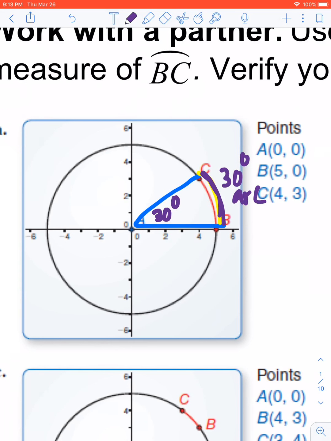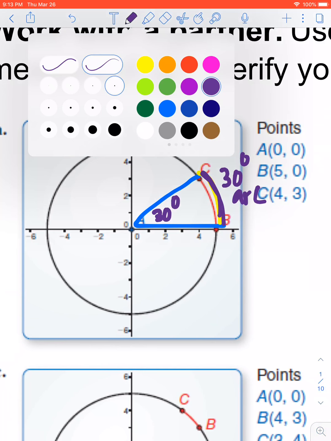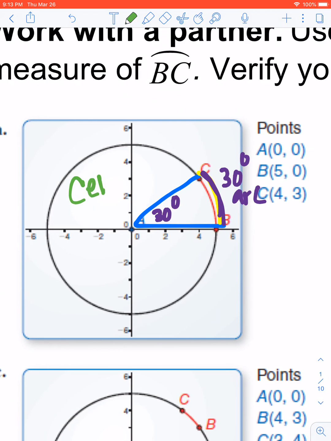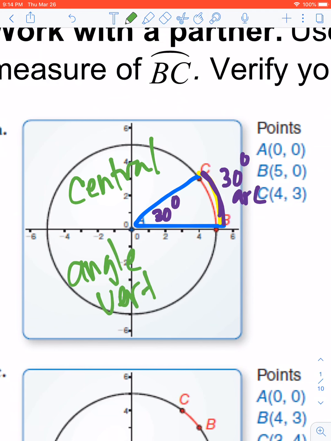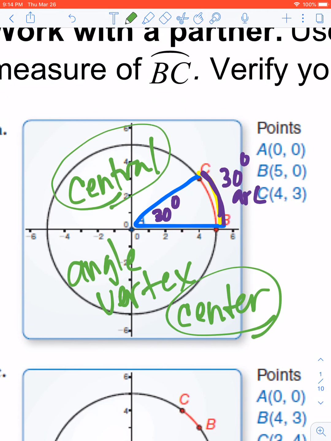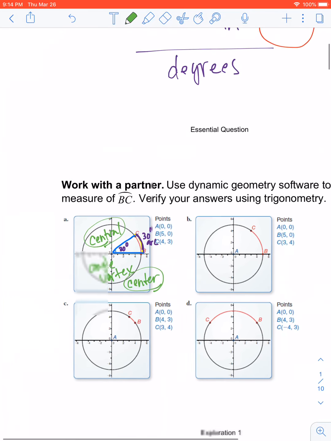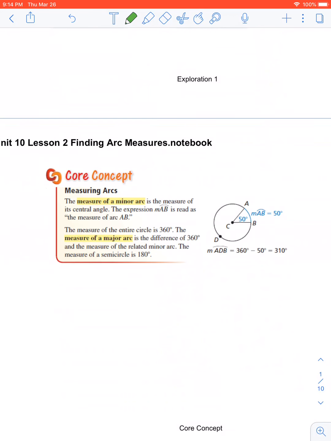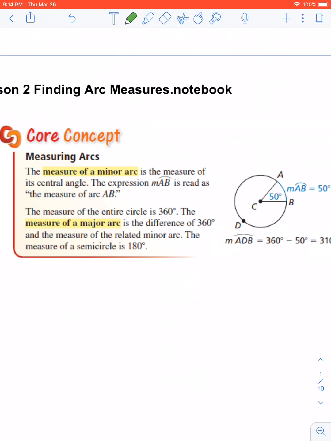What I have written in blue is called a central angle. It's called a central angle because the angle has a vertex that is in the center of the circle. Center of the circle, central angle. So let's go to our definition. The measure of a minor arc is the measure of its central angle.